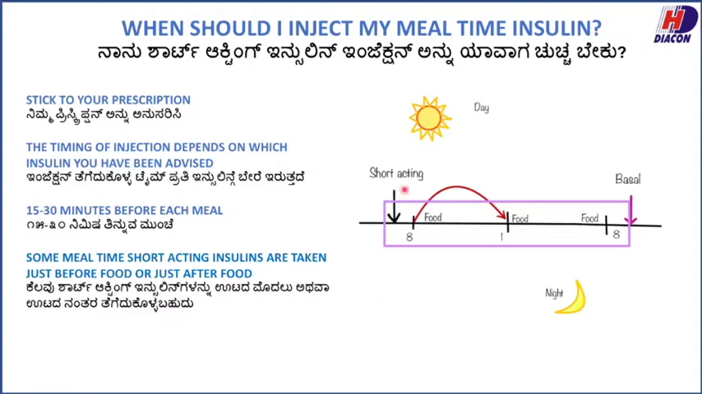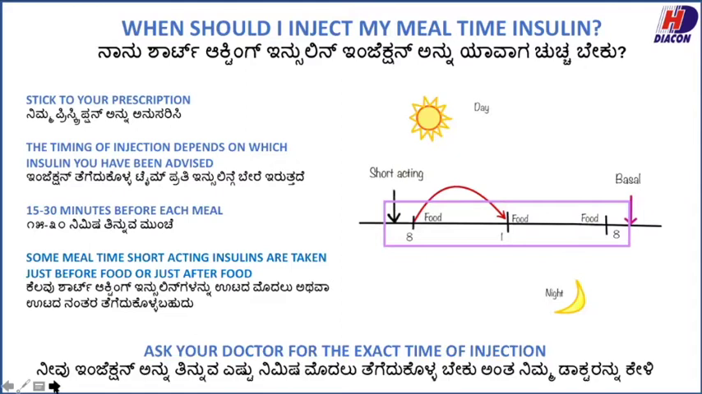Some of you may be asked to take the short-acting insulin before breakfast. Some of you may be asked to take it before lunch. Some of you before dinner. But either way, it's usually one short-acting insulin injection before one of the three meals. So stick to what your prescription tells you.